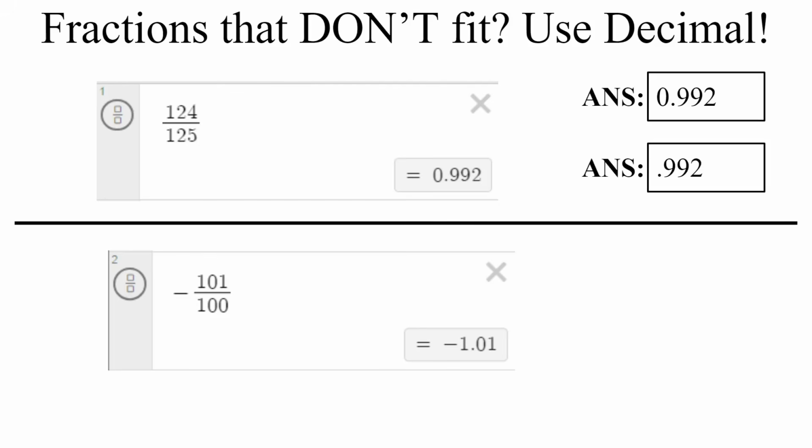Similarly, if our answer was -101 over 100, that's also too many characters. After the hyphen, we have 1, 2, 3, 4, 5, 6, 7 characters. That's way too many. We need 5 characters or fewer after the hyphen. So we would just use -1.01.